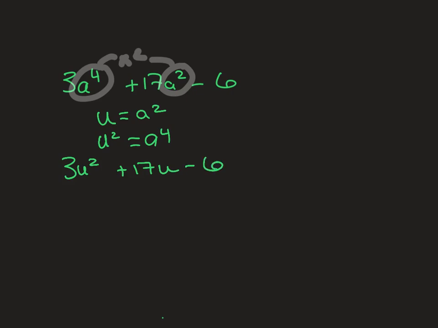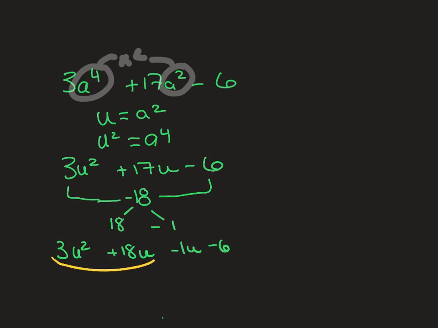Now this is not just factor. You have to do that AC method, or if you like the box method, you could do that. I prefer factor by grouping. So 3 times negative 6 is negative 18. I need 2 factors of negative 18 that add up to make 17. So I'm going to do 18 and 1. And the 1's going to be a negative. So I'm going to write down 3u squared plus 18u minus 1u minus 6.